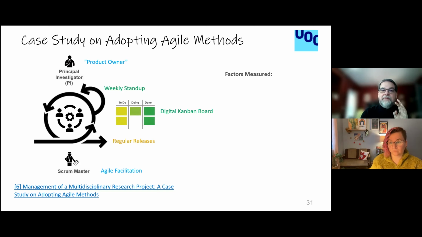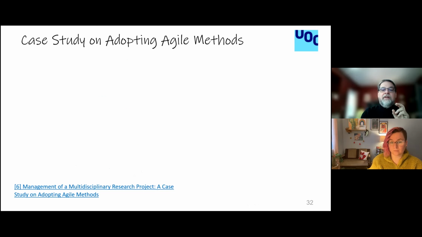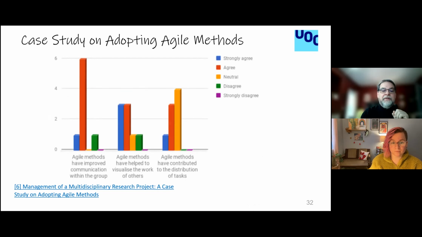They actually measured 8 factors that they thought were important in terms of adapting Scrum to their research process. So these 8 factors, they took surveys before and after, and here's what they came up with. The blue is strongly agree, the red is agree, the orange is neutral. And so you can see, first of all, this is a small sample size, but from my industrial experience, I can tell you that these numbers are right on.